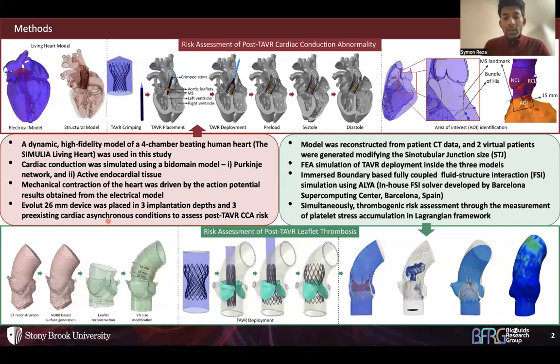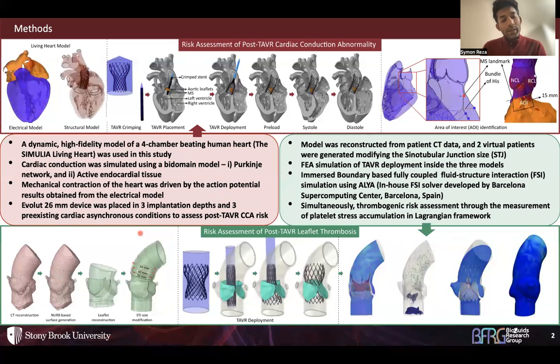In the second project, in the bottom figure and the animations here, you can see we tried to develop a framework to assess the risk of post-TAVR leaflet thrombosis. As we know, leaflet thrombosis is associated with platelet stresses. So we combined fluid structure interaction and Lagrangian particle tracking techniques to assess this post-TAVR leaflet thrombosis risk.